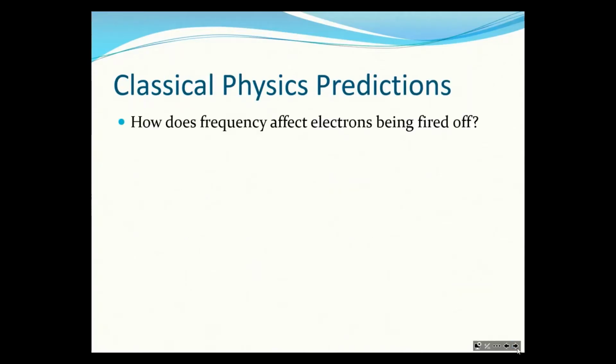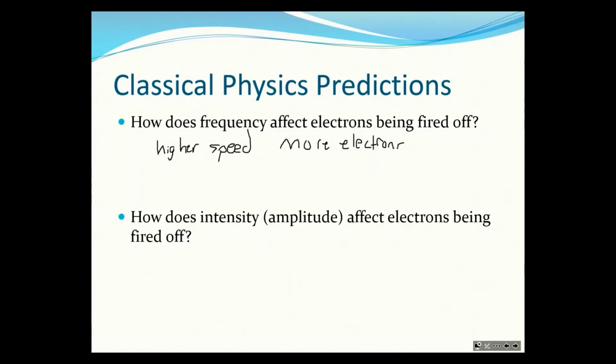Watch the video. How does frequency affect the electrons being fired off? Well, what we saw in that video is it made those electrons fire off at higher speed, and we get more electrons to fire off, right? When we increase that frequency, they flew off at high speed, more electrons flew off. That's what we saw happens. So how does the intensity or amplitude affect the electrons being fired off? Well, yeah, that one's definitely higher speed, and then more electrons.